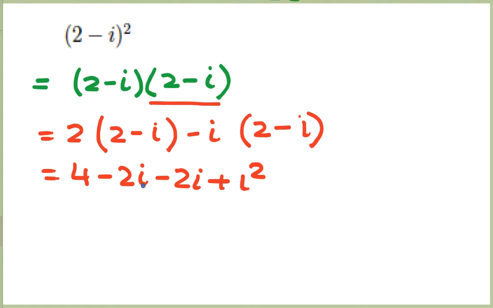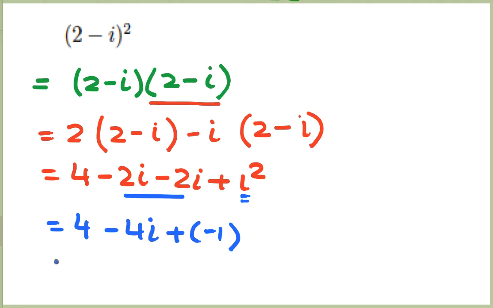Now gather the like terms. You get 4 minus 4i. Now remember, this i squared is minus 1. So plus minus 1. What do we get? 4 minus 4i minus 1. The final answer is 3 minus 4i. So this is how we learn about multiplication of complex numbers.